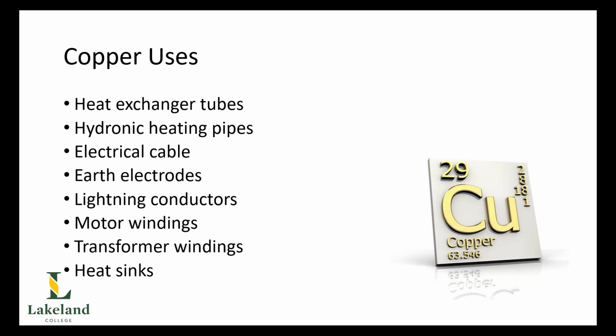Lightning conductors are very similar in that we run copper tapes down the side of buildings. So when a building is struck by lightning, the electricity runs around the outside of the building and down to ground. It's also used a lot for motor windings and transformer windings that you'll get into in 3A2, as well as things like heat sinks, which is a place where we can wick heat away from an area that we otherwise don't want it.